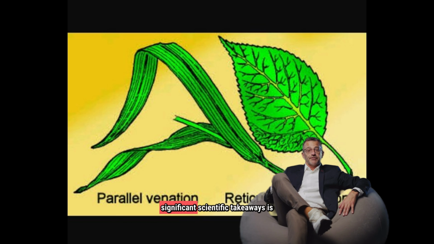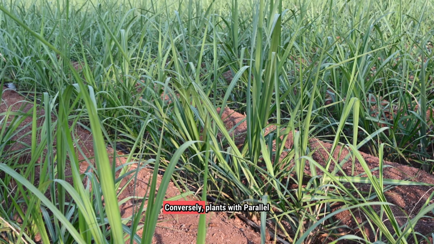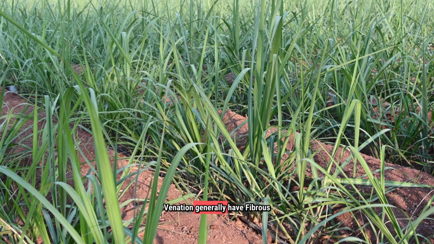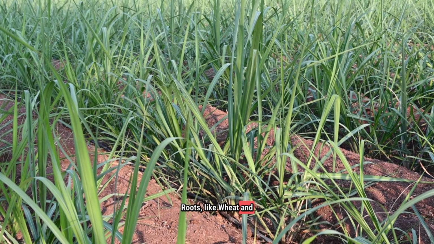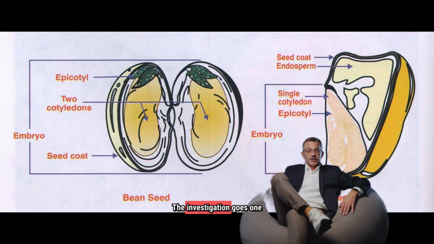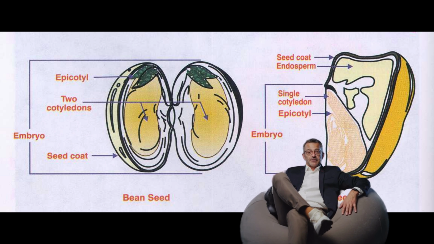One of the most significant scientific takeaways is the relationship between leaf venation and root type, which is not random. Plants with reticulate venation generally have taproots, such as chickpea and sadabahaw. Conversely, plants with parallel venation generally have fibrous roots, like wheat and lemongrass. The investigation goes one step further into seed structure, where students learn to identify dicots and monocots.